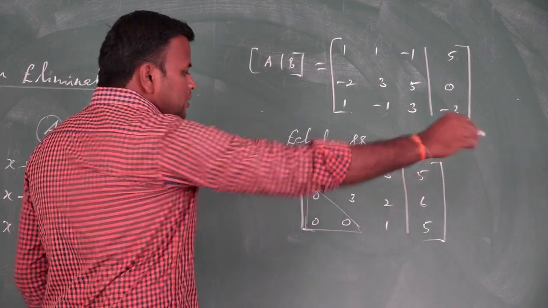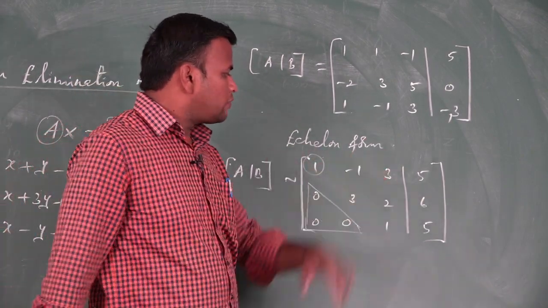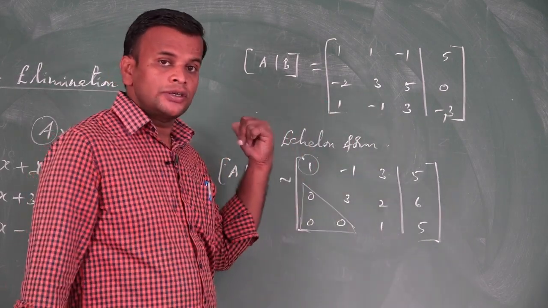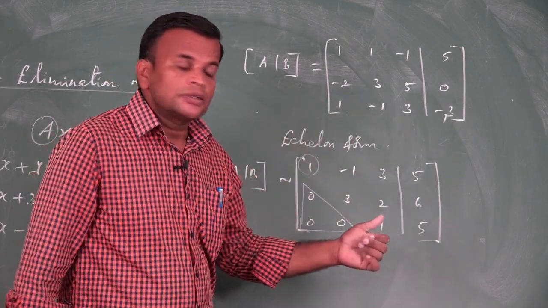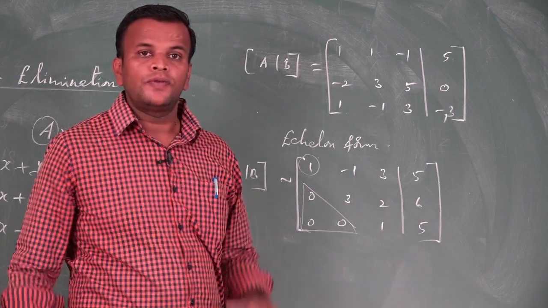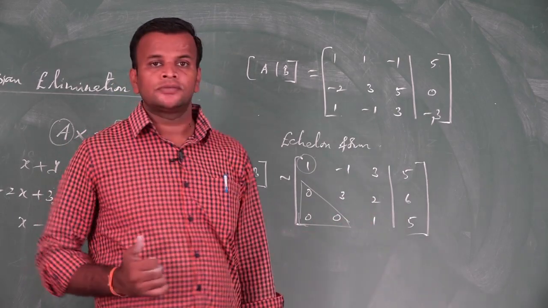Now we write it in echelon form. We write the first row as the coefficients of x, y, z. We check the first, second and third rows' coefficients. We frame again a system of equations from this matrix equation.